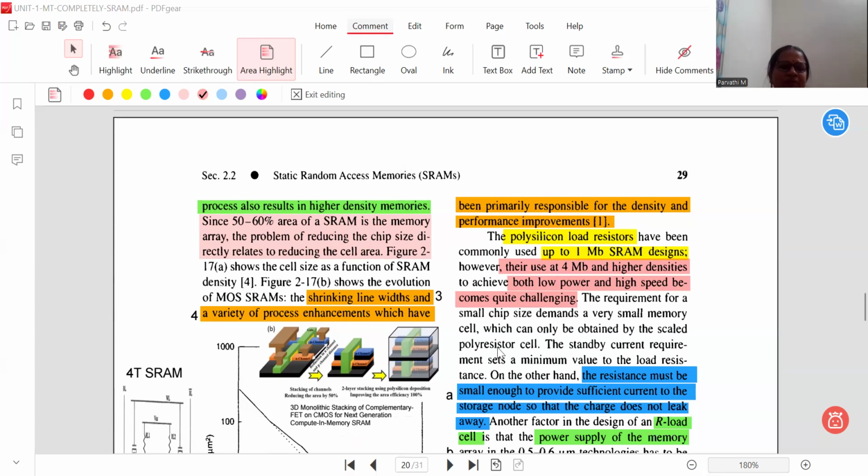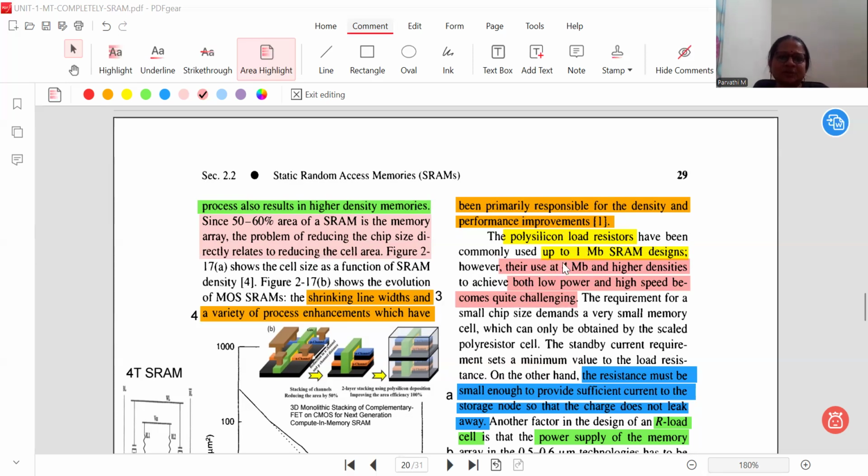So earlier, people used polysilicon load resistors. Generally, an SRAM consists of four transistors: two are access transistors and two are device NMOS transistors. And as load devices, earlier people used polysilicon load resistors. Later on, the polysilicon load resistors were replaced with PMOS transistors, that is completely CMOS in the CMOS SRAM structure.